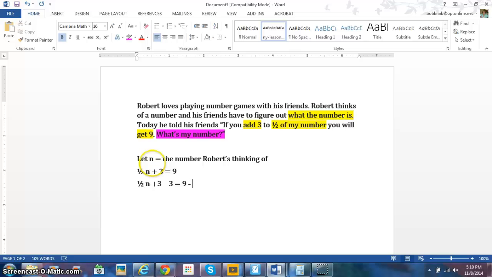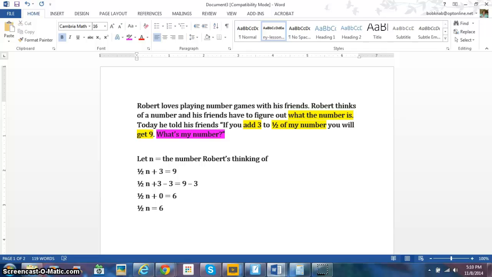And we need to take 3 away from this side as well because we want to keep it balanced. 9 minus 3. So we have 1/2 n plus 0 is going to equal 6. We can rewrite that because we really don't need to show that 0. So we have 1/2 of n equals 6.